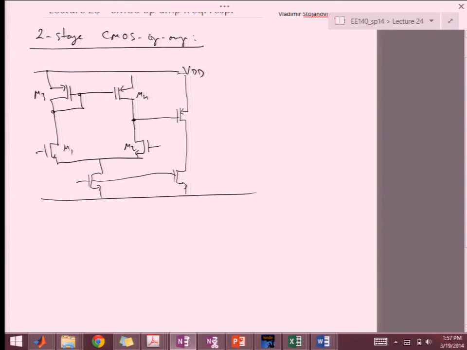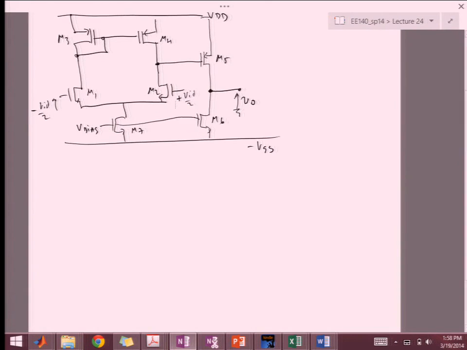M1, M2, M3, M5, M6, M7, V bias. Minus VSS. And then we're taking the output from here. Now we can say this is VID over 2, minus VID over 2, VO. Sorry, this is minus, plus.